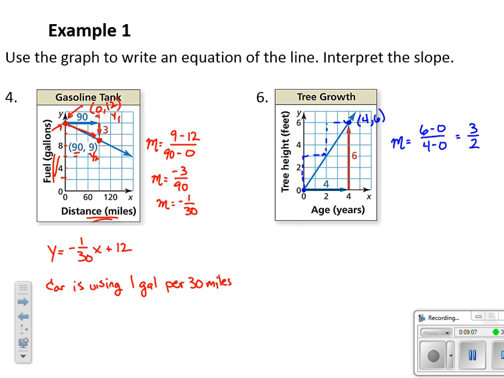It's rising to the right. We should have a positive slope, which is different than what we saw in our last example, falling to the right, and that showed a negative slope. So this does make sense as we go along. Our y-intercept is 0, so y equals 3/2 x. So our slope of 3/2, that tree grows 3 feet per 2 years, or we could say 3/2 feet per year.